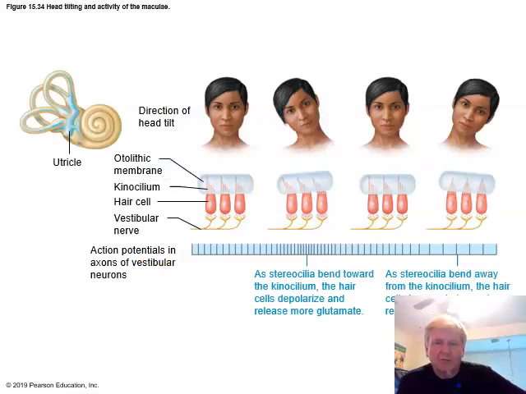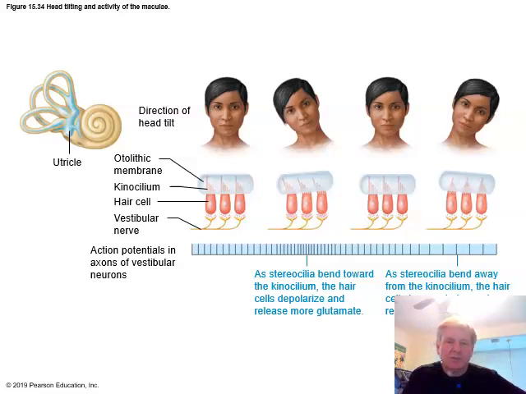your vestibule. So when you produce action potentials, now we're talking about the movement of the head, so the direction of the head tilt. When she's stationary, the hair cells are straight up, and the otolithic membrane is basically level. Here's the kinocilium, the hair cells, there's the vestibular nerve, and these are the action potentials below, and the axons of the vestibular neurons.